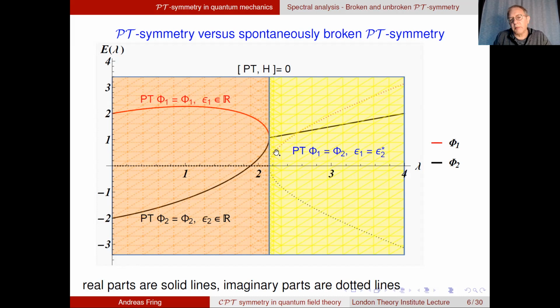And now here I'm plotting into the same plot the imaginary parts as dotted lines. So over here, I'm plotting the imaginary parts. And as we argued, the energies are complex conjugate to each other, which means the real parts of these energies are now the same, as you can see here. And the imaginary parts are just reflected at the horizontal line. So this picture summarizes what can happen in these models.